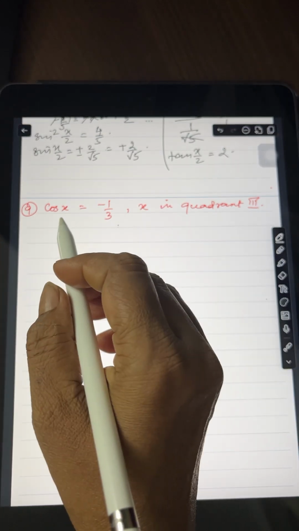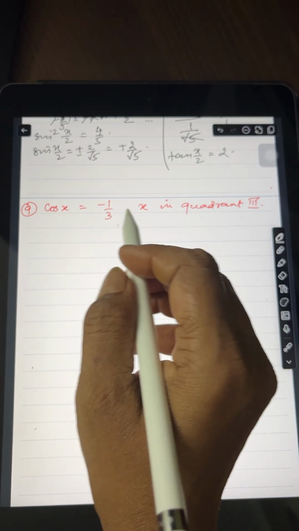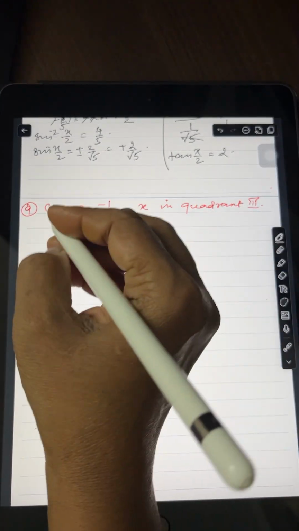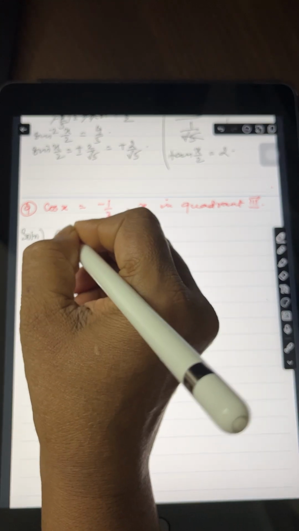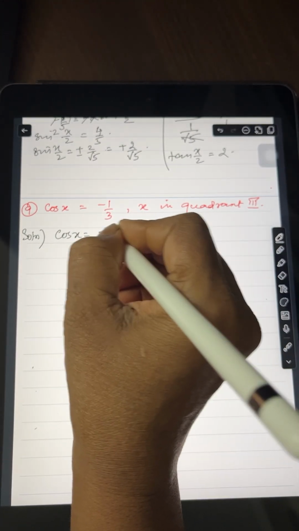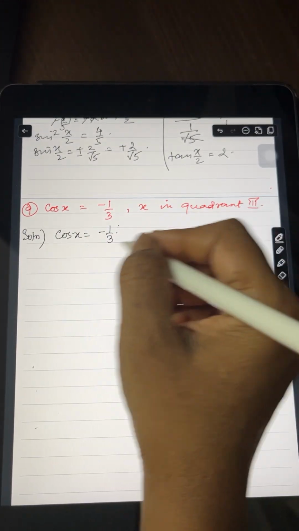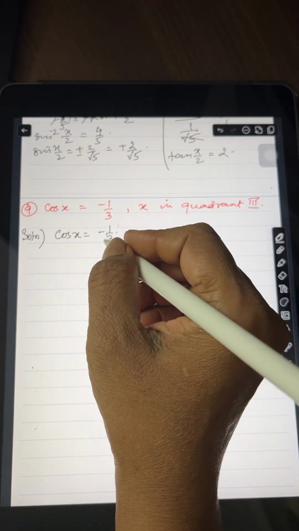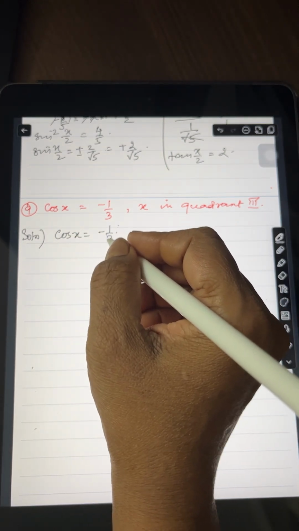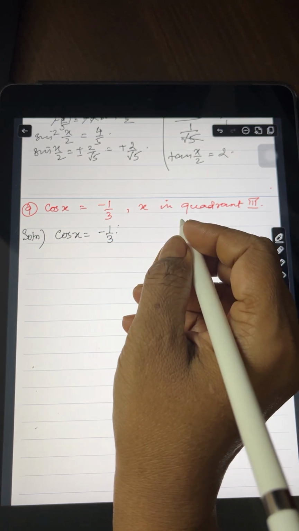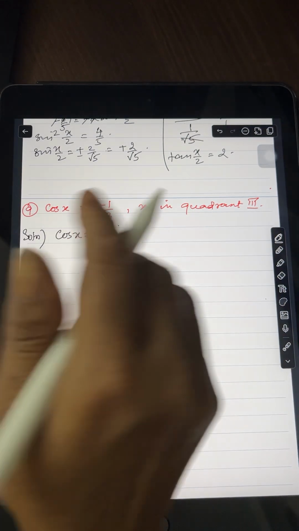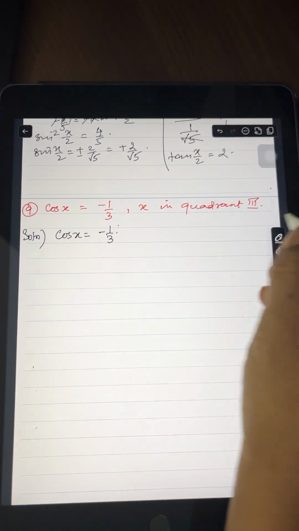Now, the ninth one is cos x is equal to minus 1 by 3. X is in the third quadrant. Okay. Now the solution. Value of cos x is minus 1 by 3 and x is in the third quadrant. So first what you will have to do is first take the formula.